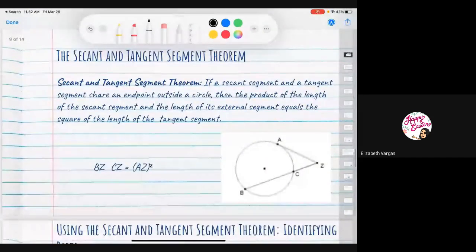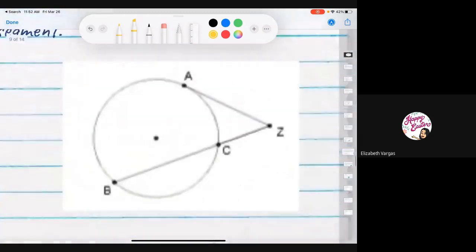And so we're going to look at one last, oh, we actually have two other theorems, but this other theorem is the secant and tangent segments theorem. So basically, if a secant segment and a tangent segment share an endpoint outside of the circle, so that endpoint has to be outside of the circle, then the product of the length of the secant segment and the length of its external segment equals the square of the length of the tangent segment. Okay? Sounds like a mouthful, but it's pretty straightforward.